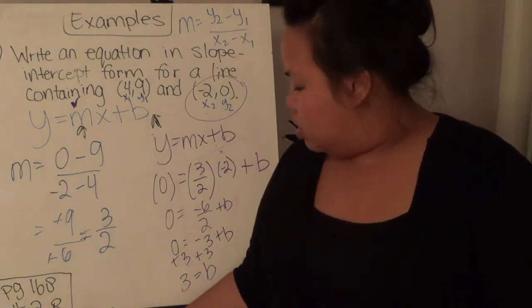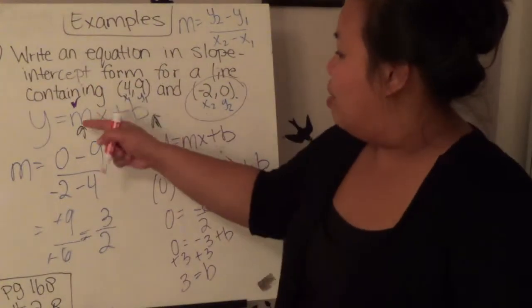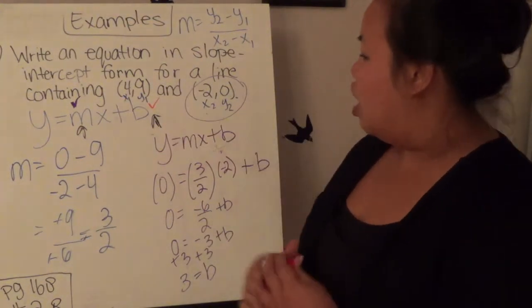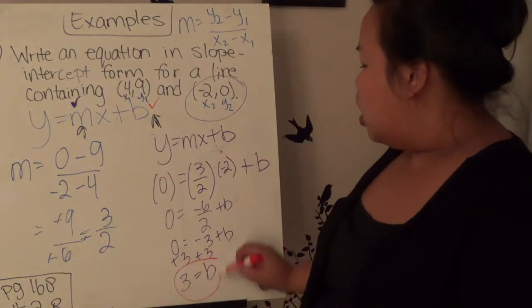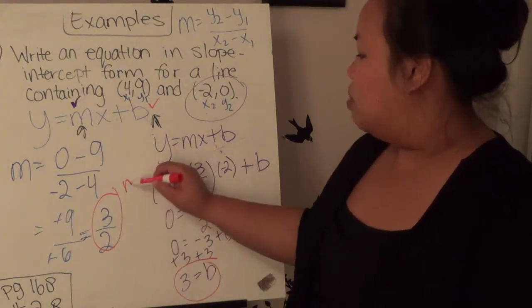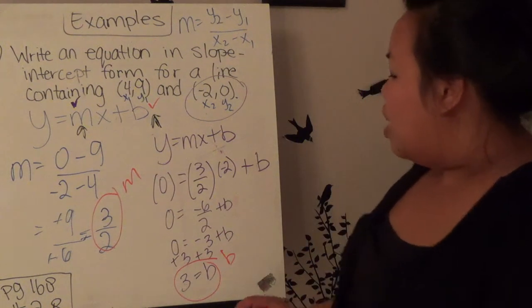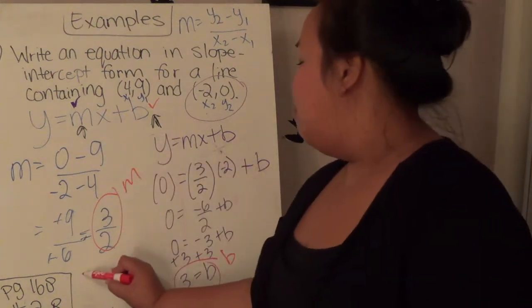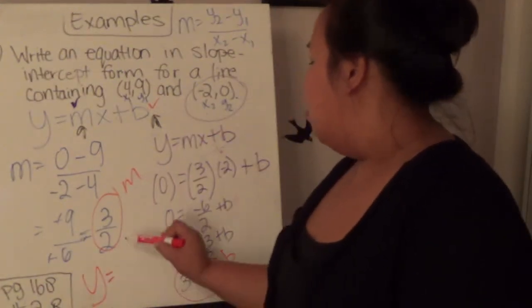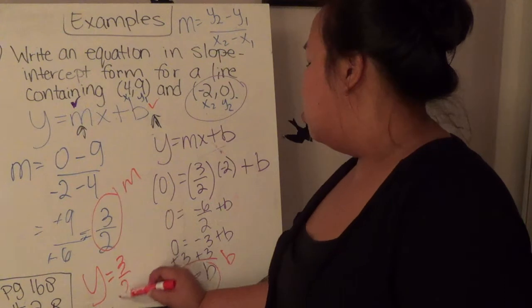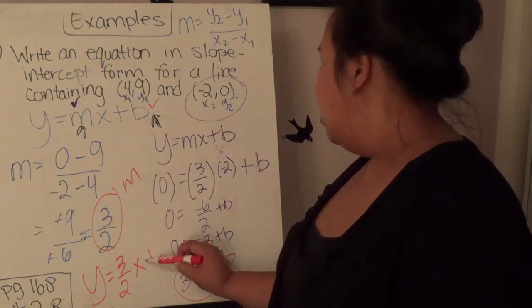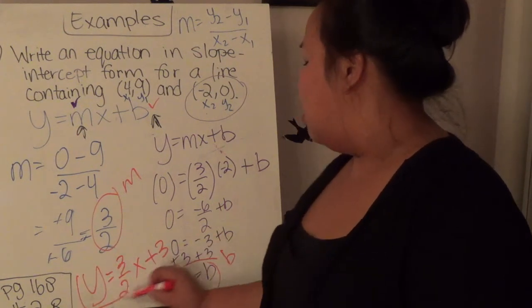So my goal once more is to find my m, which I got, and my b, which I got. I don't stop here. This is not where I stop. This is my m and this is my b. My final answer is when I plug it in. So my final answer is y equals 3 over 2 x plus 3. This is my final answer.